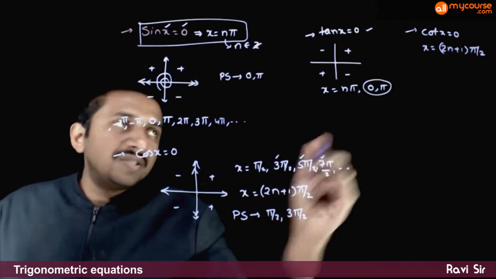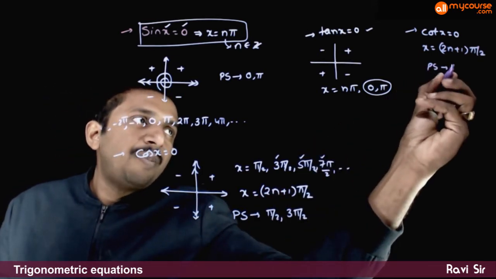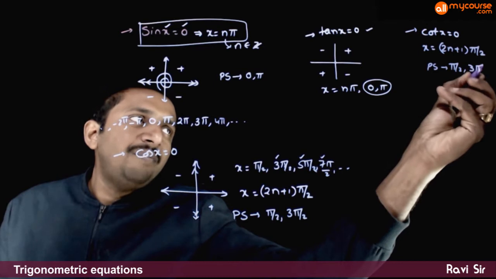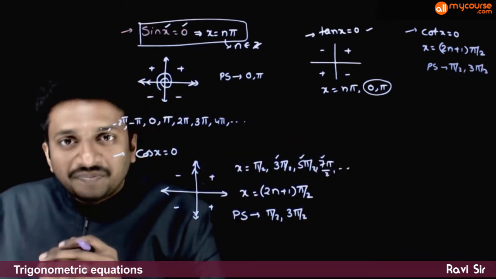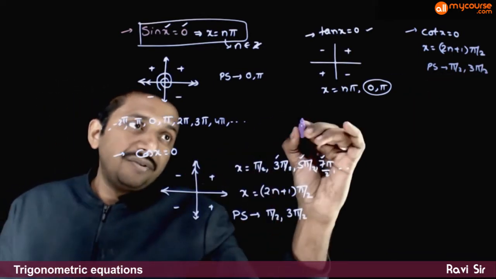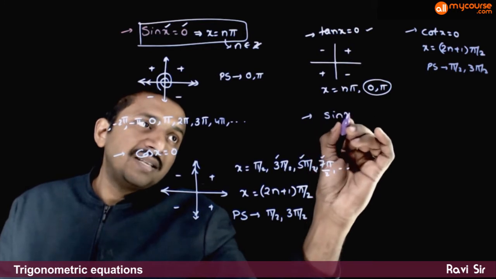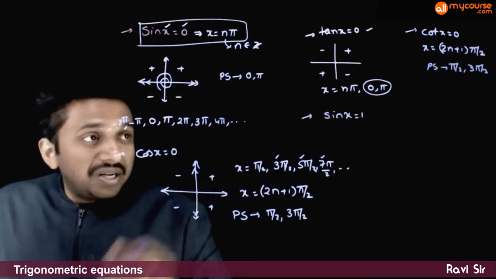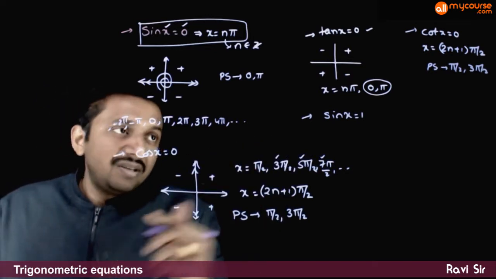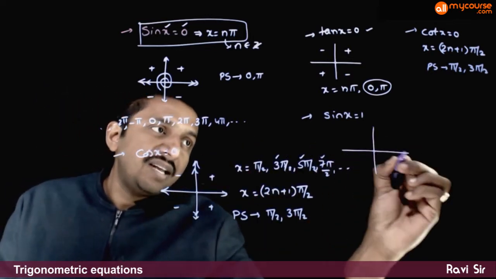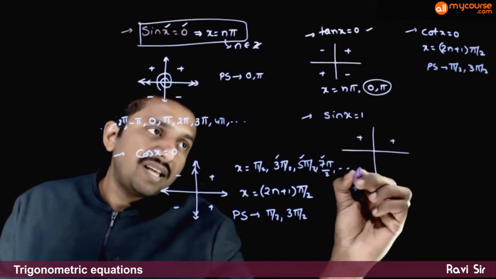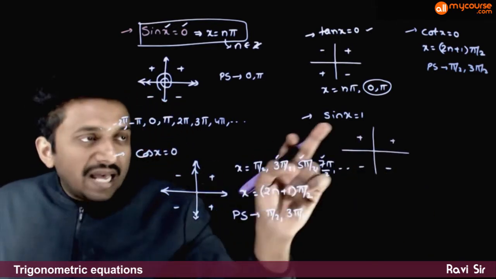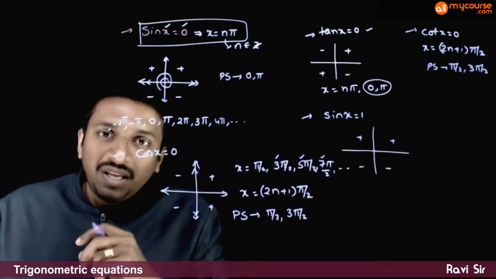And the principal solutions are pi by 2, comma 3 pi by 2. These are the principal solutions. Next, if you have the equation sin x is equal to 1, what is the solution for this? So if you draw the quadrant diagram for sine, you have plus, plus, minus, minus. So sin x is equal to 1. Where will sin x be equal to 1?